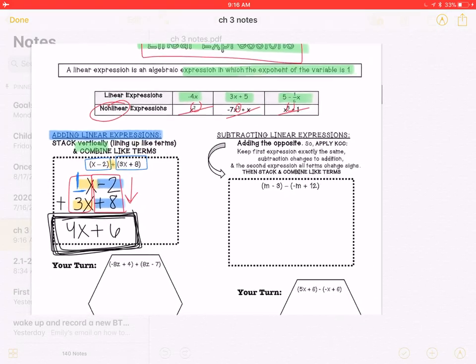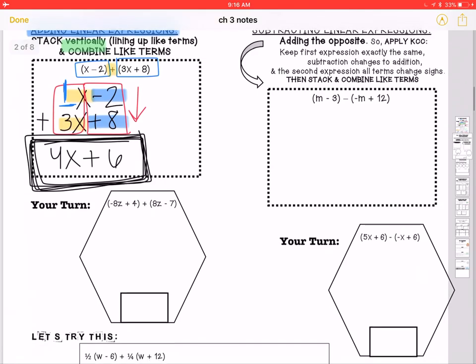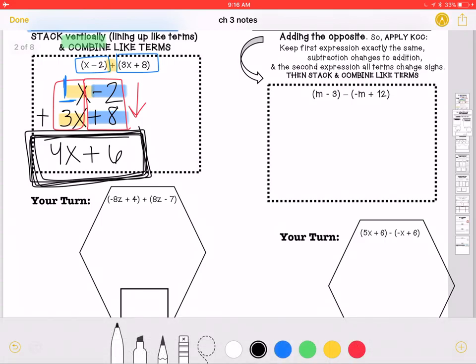linear expressions. So now I want it to be your turn. I want you to stack, combine, and then when you're done, press play and we'll go over it. So pause this and try it on your own. All right, welcome back. Hopefully you were able to stack them and get an answer, and that's in your box down here. Let's go over maybe what you did.